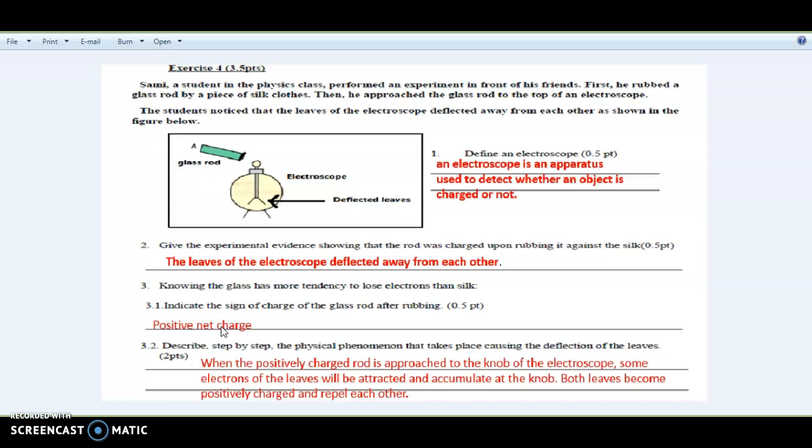Finally, describe step by step the physical phenomenon that takes place causing the deflection of the leaves. What happens when the positively charged rod is approached to the knob of the electroscope? Some electrons of the leaves will be attracted upwards and accumulate at the knob. Both leaves become positively charged because they lost some electrons, and they repel each other.